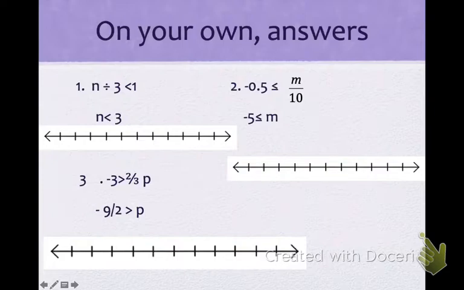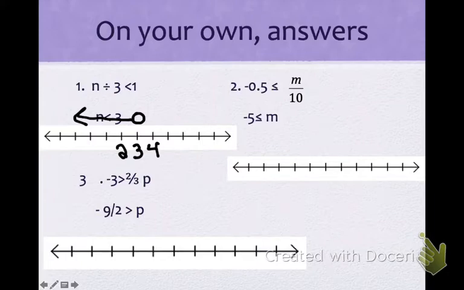So I'm just going to quickly graph this first one. So n is less than 3. So remember, I'm going to put 3 in the middle. And these are positive numbers. So I'm just going to go 2, 3, 4. Open circle above the 3. And n has to be less than. So my arrow goes to the left.